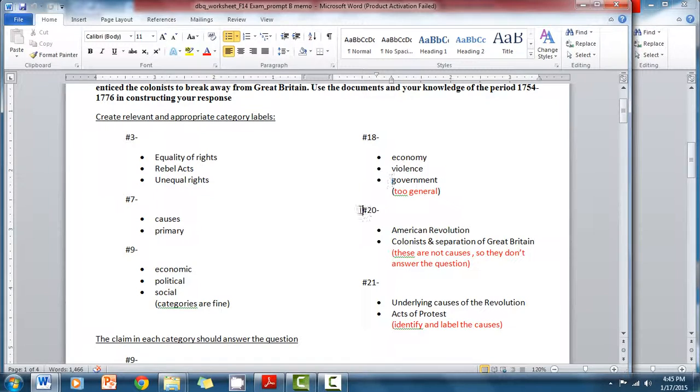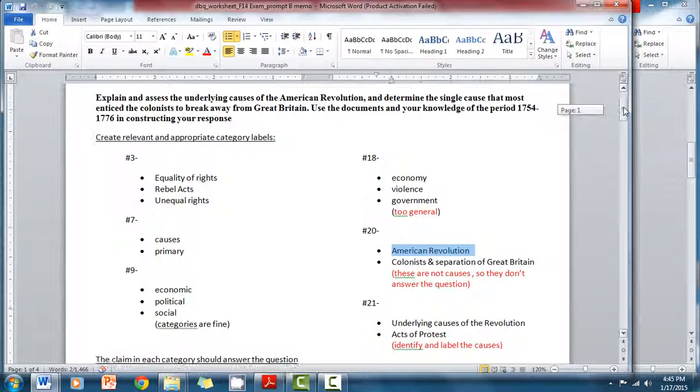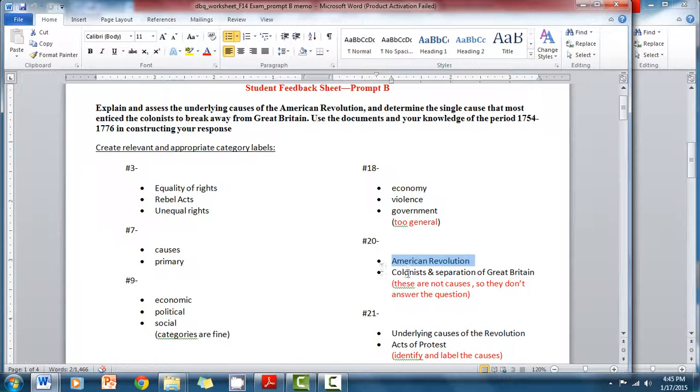And so for student number 20, causes of the American Revolution. Okay, the American Revolution cannot be a cause of the revolution. That's the result. Because bad things happen, the revolution occurs. So that can't be a cause.